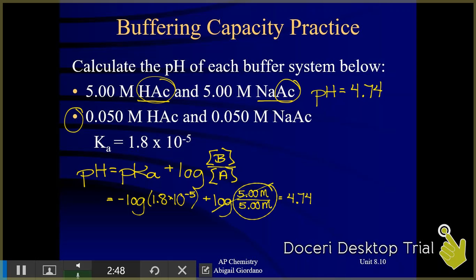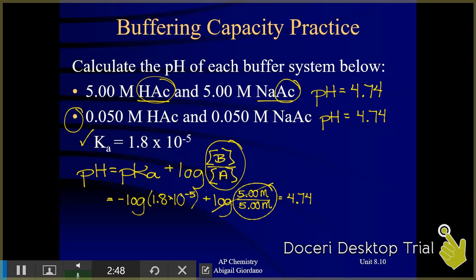If you look at the second bullet, it is the same buffer system, which means I can use this Ka again. And if you think about it, the math is going to work out exactly the same because that ratio is going to be 1 again. The log of 1 is 0. So both of these buffer systems are going to have the same pH. If you look back on the previous slide, it says the pH of a buffer system is determined by that ratio. Well, these two bullet points have the same ratio, so they're going to have the same pH.